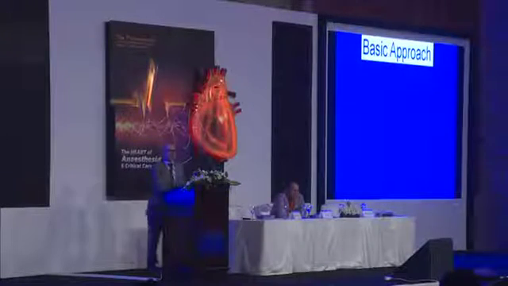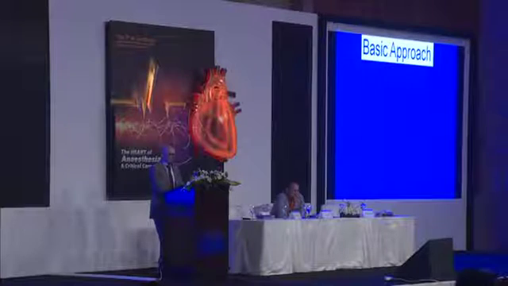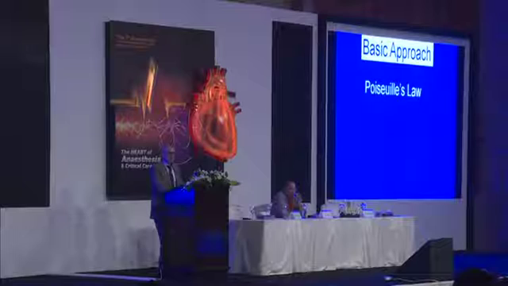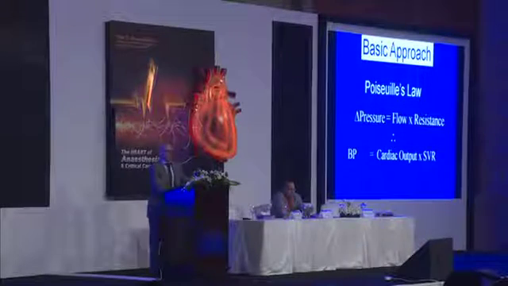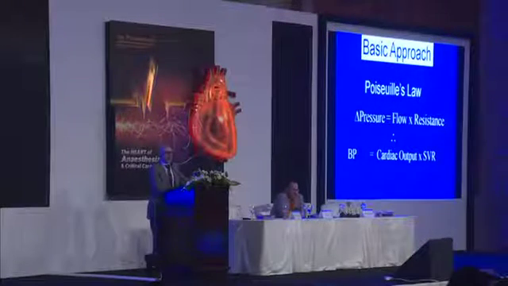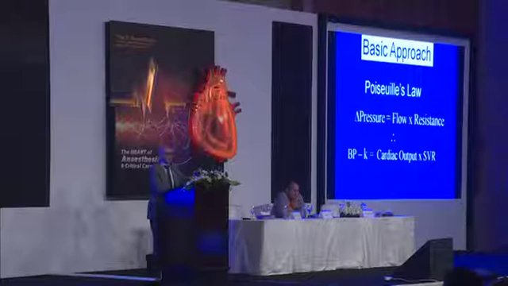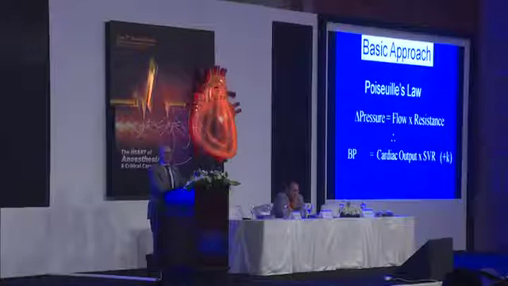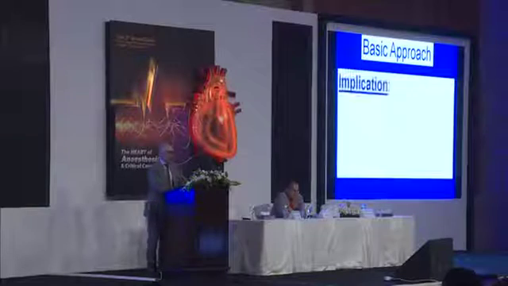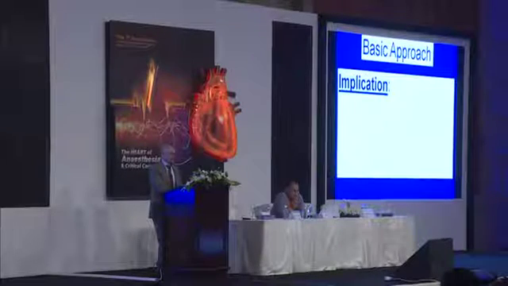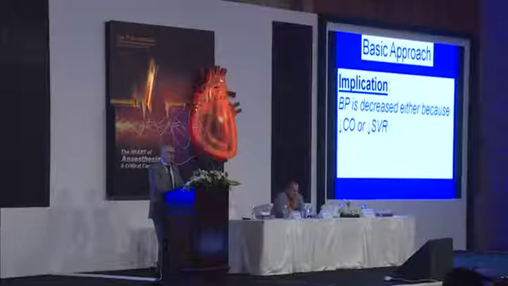So the basic approach I think of when I manage an unstable patient, I go to something very simple, which may surprise you, but it's Poiseuille's law, which is that a change in pressure is the flow times the resistance. So that means that blood pressure is essentially related to cardiac output times the systemic vascular resistance. Now it's a delta pressure, so you have a downstream number that we put in there, but it's small and we can ignore it.